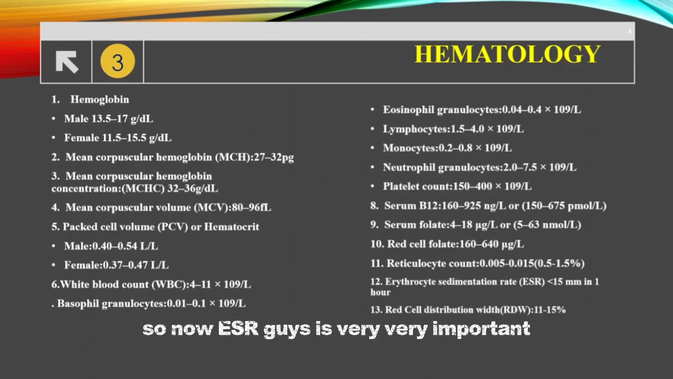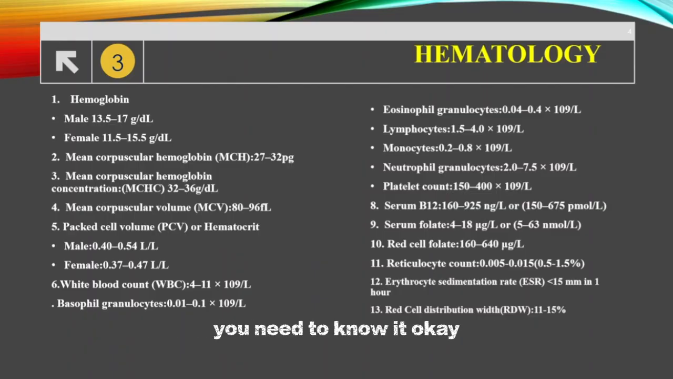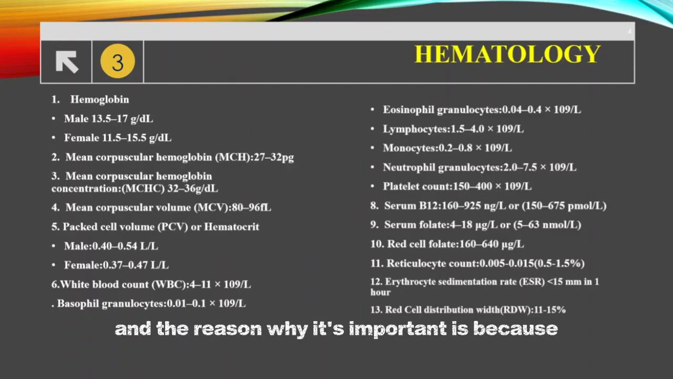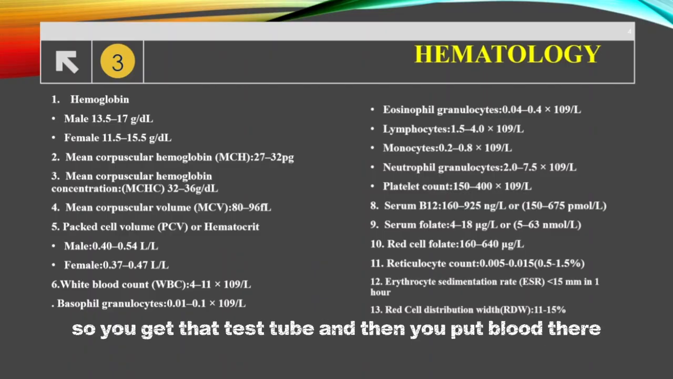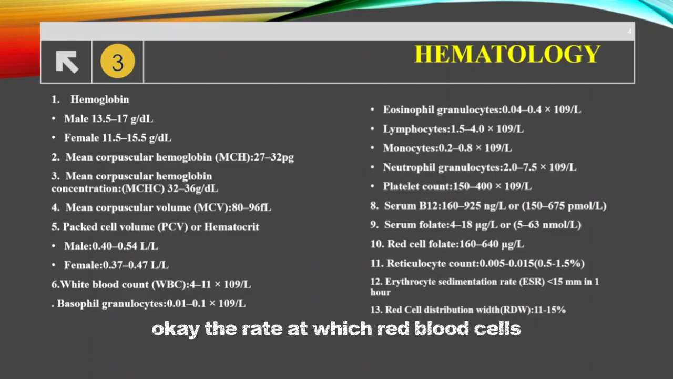So now, ESR, guys, is very, very important. You need to know it, okay? And the reason why it's important is because it indicates the rate at which red blood cells are falling in the test tube. So you get that test tube and then you put blood there. The rate at which red blood cells are falling from the top going to the bottom of the test tube, that is called ESR. So usually it's less than 15 millimeters in an hour. Okay, less than 15 millimeters in an hour. So if it falls more than that, then it means there is raised ESR.